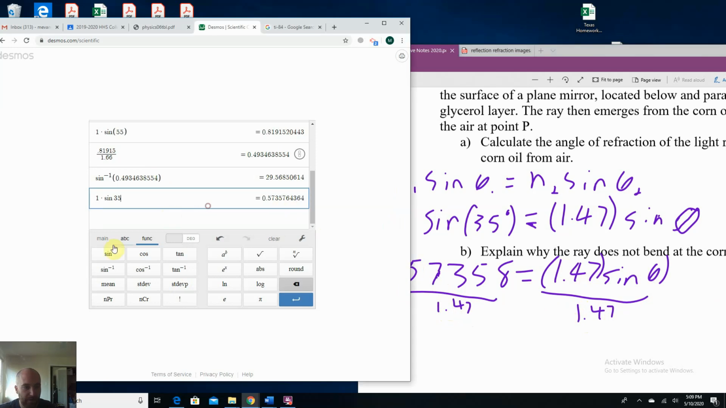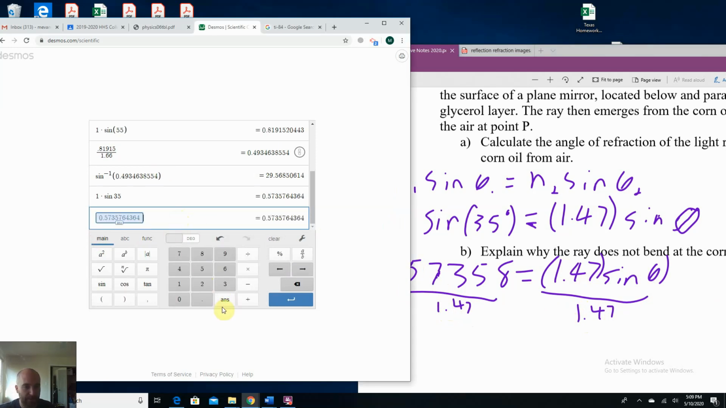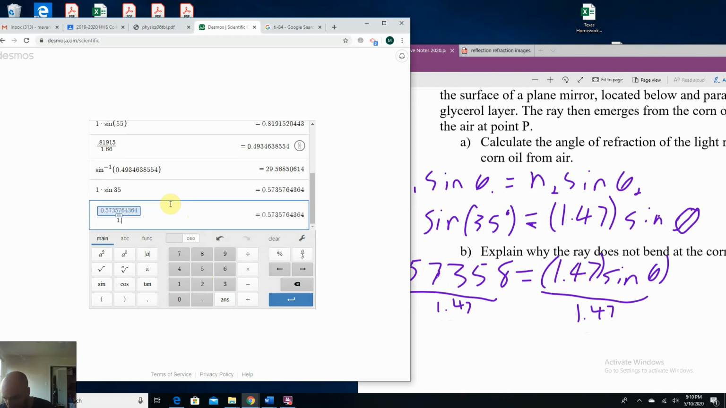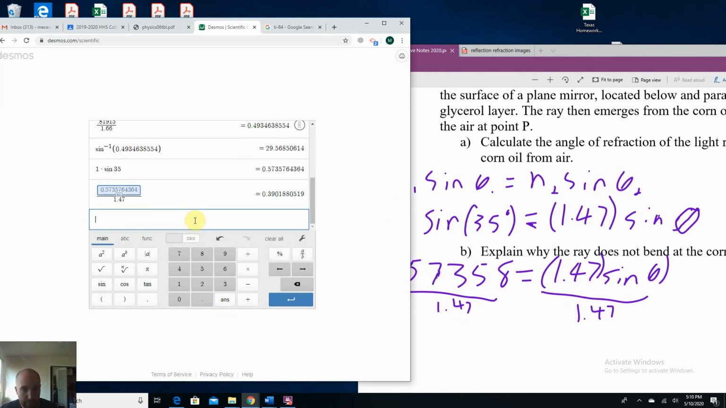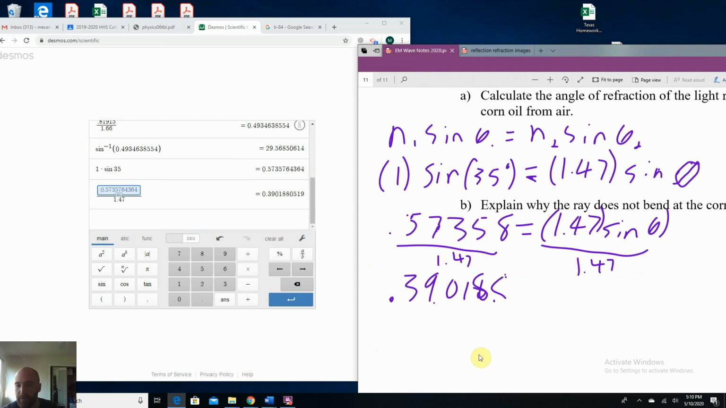So I'm going to take my answer, which is, hit this and there we go. Just hit A and S, and it pops up your answer. We're going to divide it by 1.47. And I got 0.390188. Let's go with the whole thing. 0.390188 is equal to sine theta 2.